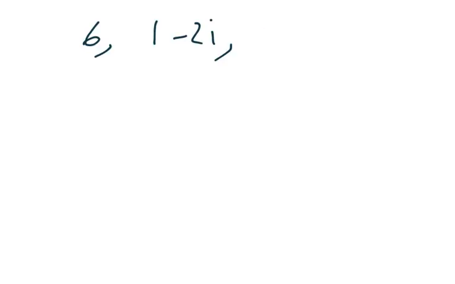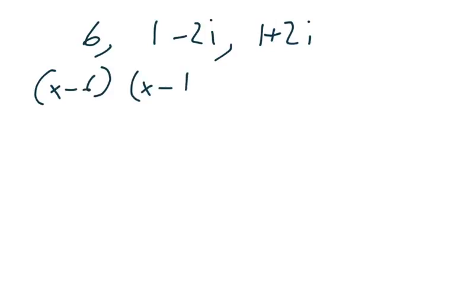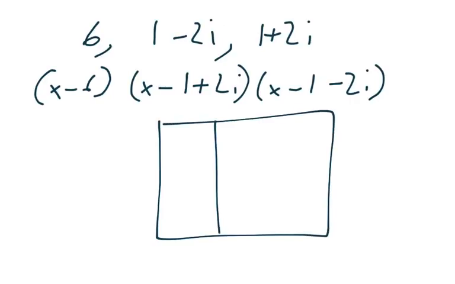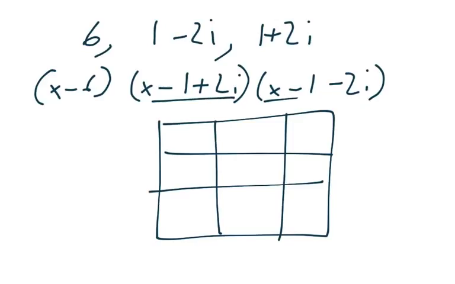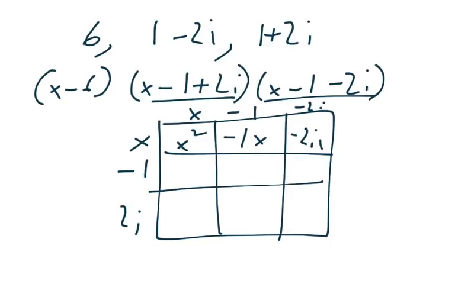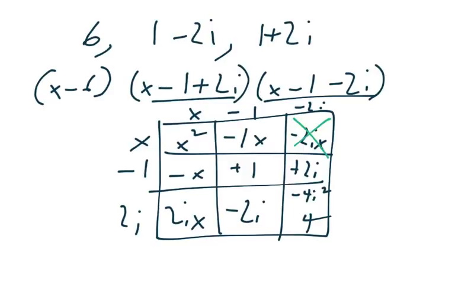Sorry, so we have 6 and we have 1 minus 2i, which means I need to include 1 plus 2i, which means I'm going to need to multiply together x minus 6, x minus 1 plus 2i, and x minus 1 minus 2i. And when I first multiply, I'm going to take care of these two first, because when I do, all of the i's should disappear. So x squared is x times x, minus 1x, minus 2ix, minus x, plus 1, plus 2ix, negative 2i and negative 4i squared, which is really positive 4. Negative 2ix and positive 2ix are gone. Positive 2i and negative 2i are gone.